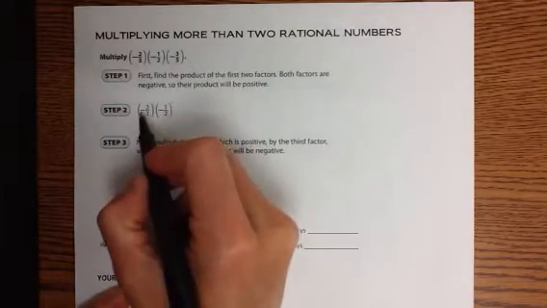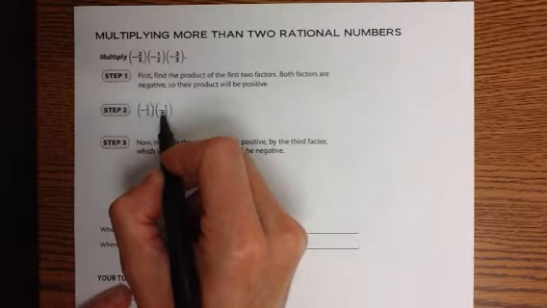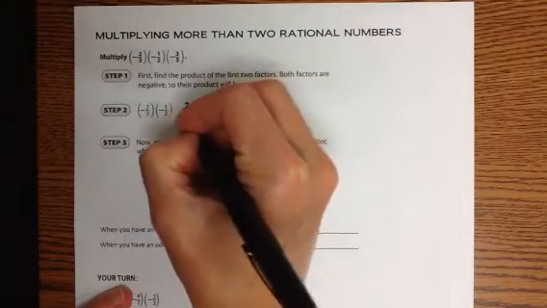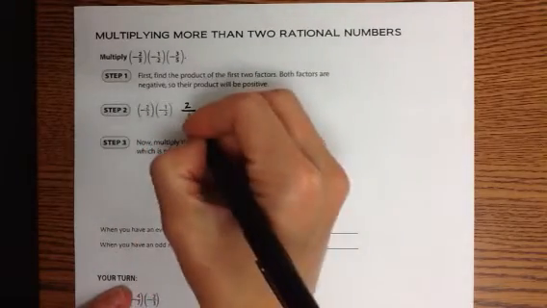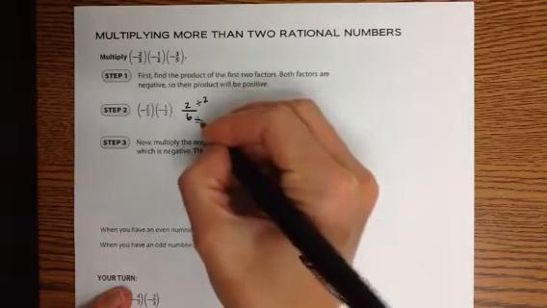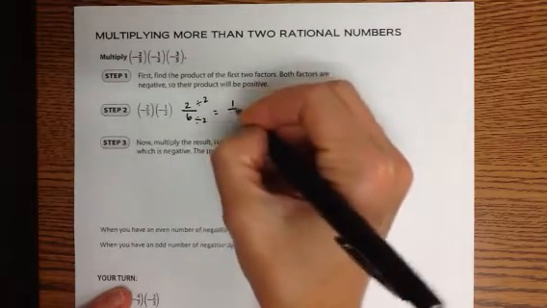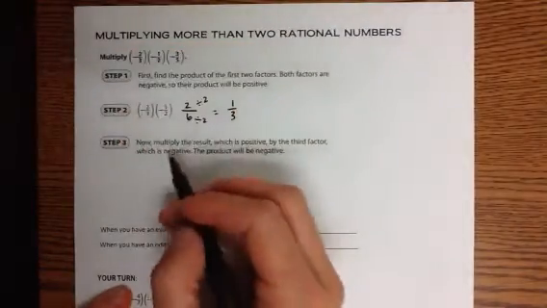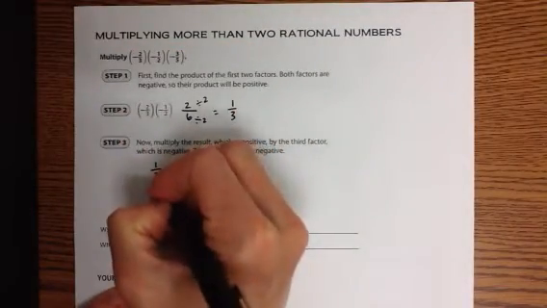So let's look at this. I have a negative times a negative, so I know my answer is going to be positive. And I have 2 times 1, which makes 2, and 3 times 2, which makes 6. And I can simplify that by dividing both by 2, and that's going to equal 1/3. So the product of the first two numbers is 1/3.